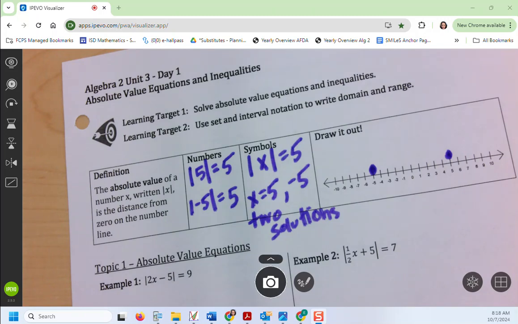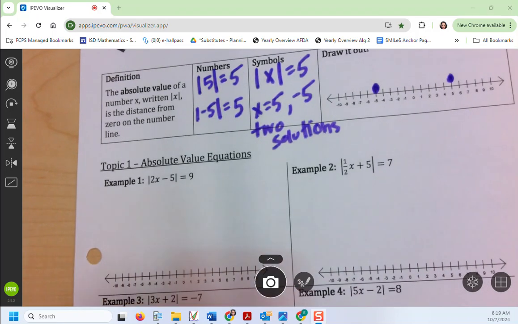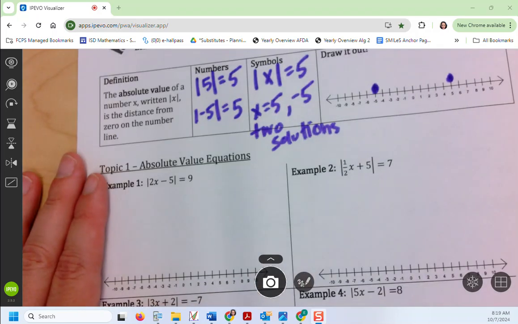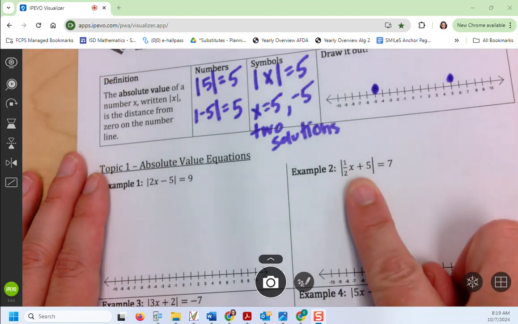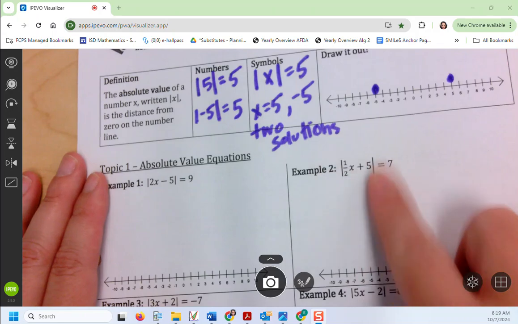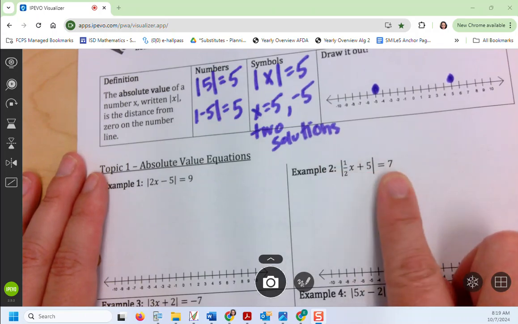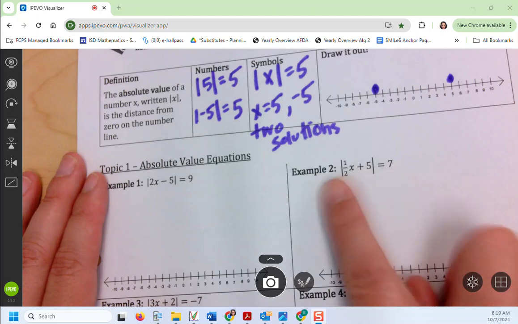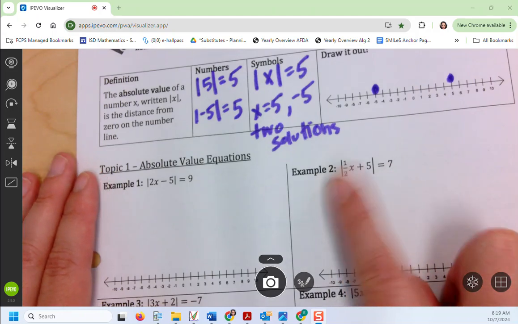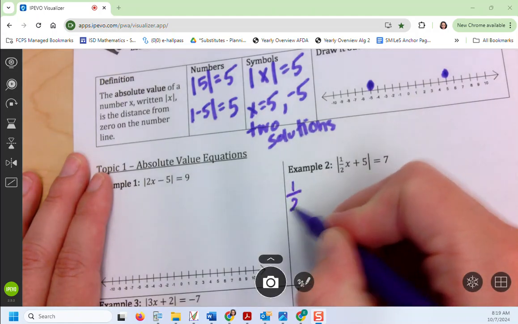All right. I'm actually going to skip ahead to example 2, and then I'm going to have you go back to example 1. Notice that I don't just have x inside. I have this whole expression, 1/2 x plus 5. What is inside this absolute value is a distance of 7 away from 0. So this might equal 7, or it might equal negative 7. So we have two different problems to solve here.